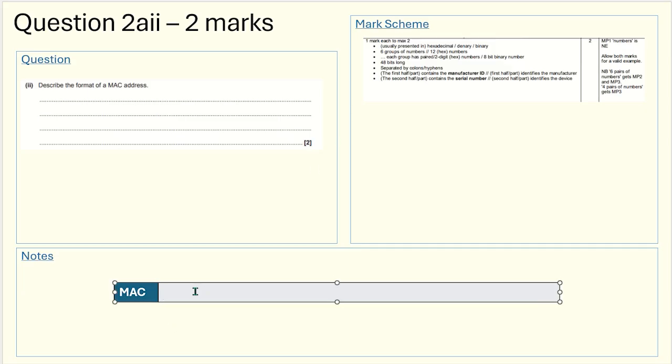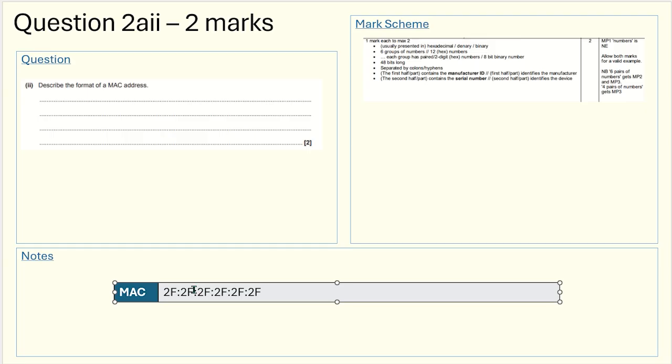So let's write down an example. We'll use a similar kind of hexadecimal to what we used in the previous one. So all we need to do here is say 2F, for example, is an example of a hexadecimal. And we know that this is separated by colons or hyphens. And we know that it is also in 6 groups. So there we've got 6 groups of hexadecimal.